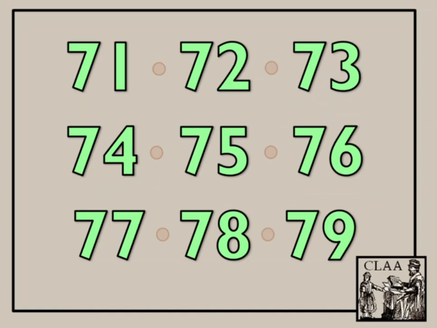To count from 70, we simply add the number of units. We'll count them together. Point to the number 71 at the top of the screen. 71, 72, 73, 74, 75, 76, 77, 78, 79. The number 79 tells us there are 7 sets of 10 and 9 units more.